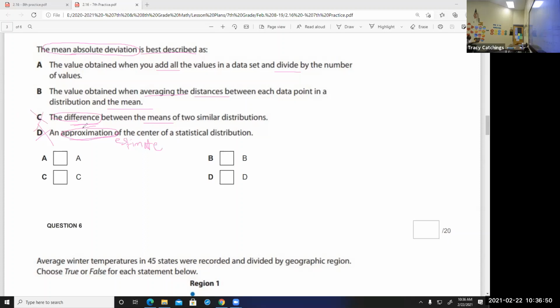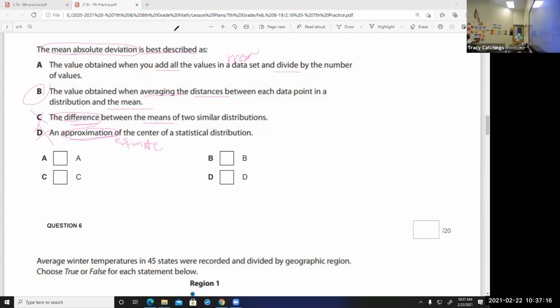So look at A and be careful. A says I add all the values and I divide by the number of values. That's the mean. And then Xavier said, okay, if that's the mean, then our answer has got to be B. Good. Process of elimination. Any questions about it?